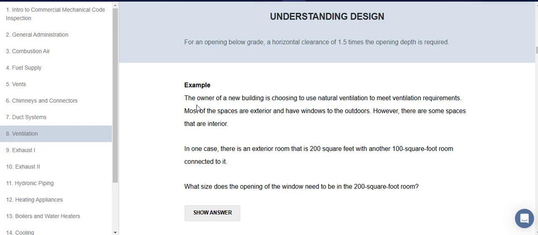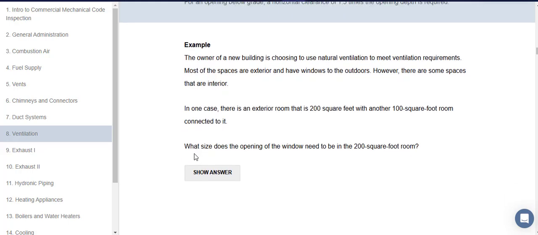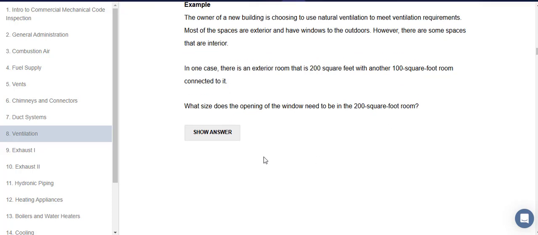Example, the owner of a new building is choosing to use natural ventilation to meet ventilation requirements. Most of the spaces are exterior and have windows to the outdoors. However, there are some spaces that are interior. In one case, there is an exterior room that is 200 square feet with another 100 square foot room connected to it. What size does the opening of the window need to be in the 200 square foot room?